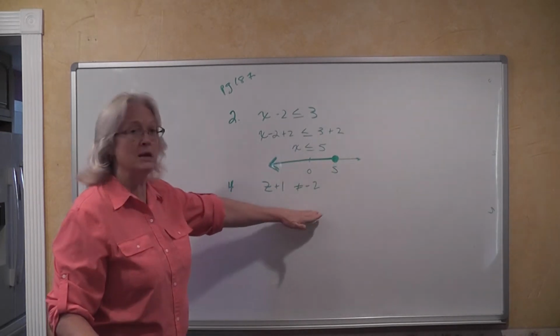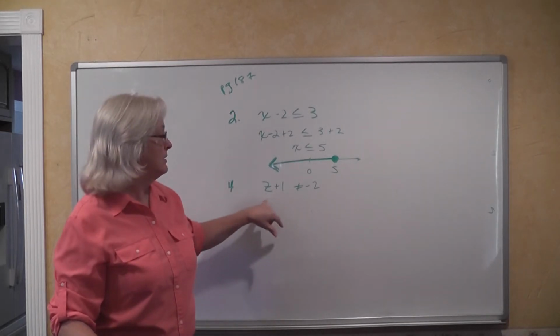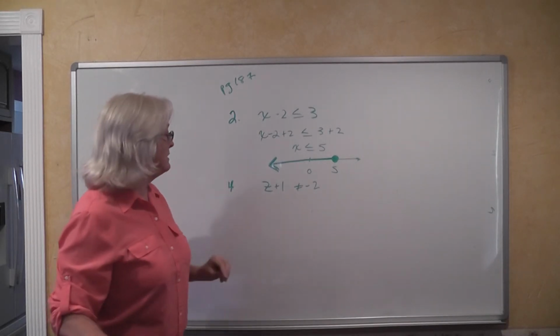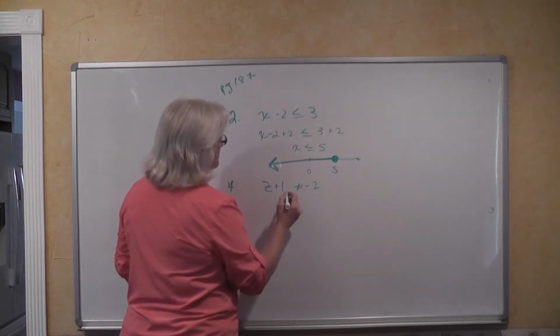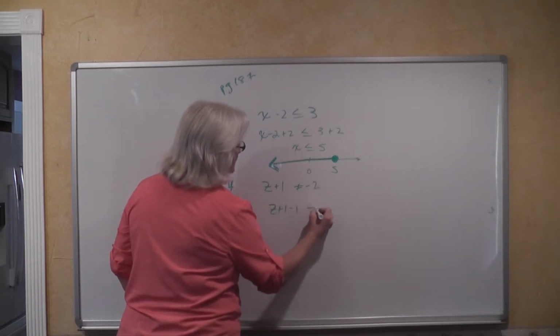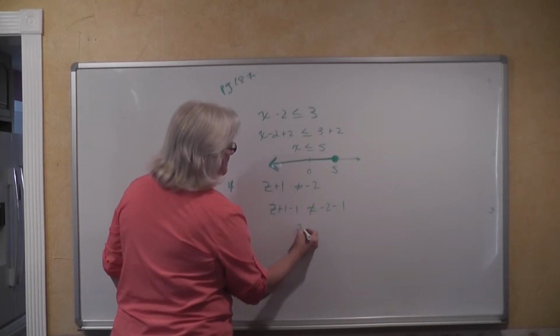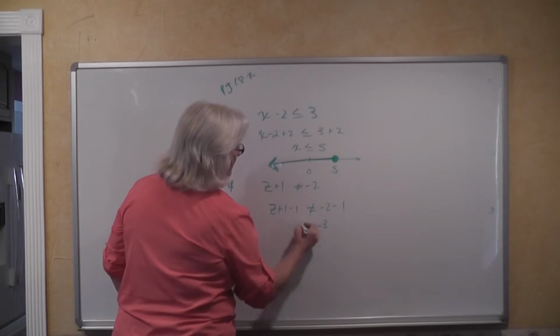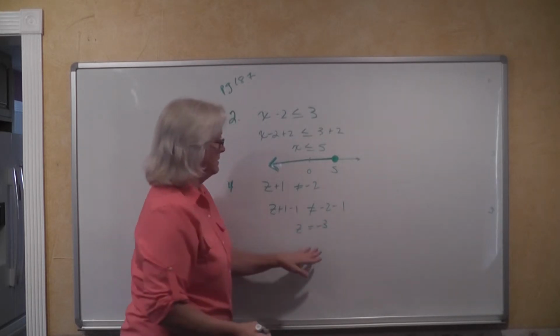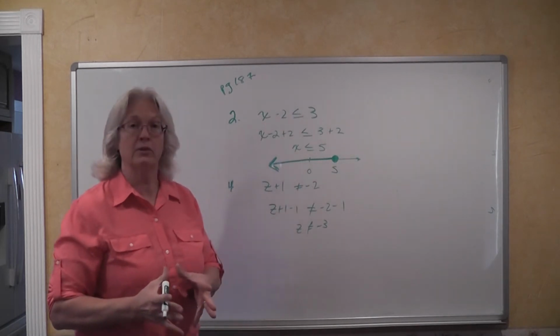Now we have z plus 1 is not equal to negative 2. In order to be able to isolate that z, we are going to subtract 1 from both sides of this inequality. Negative 2 minus 1, and I have z is not equal to negative 3.